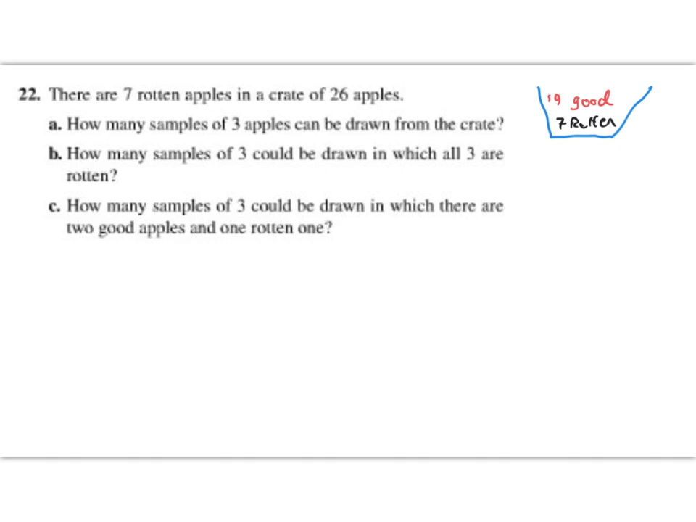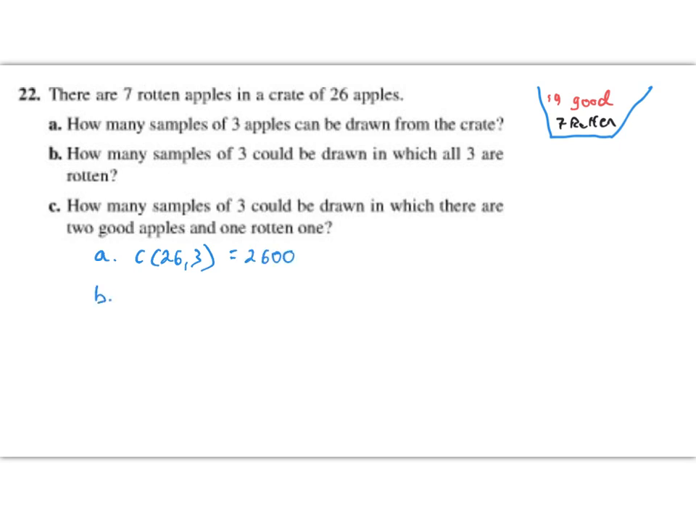Okay, so we've got our samples of 3. So I can pick from the 26 that are in there, I can pick any 3 apples. Doesn't matter if they're good or rotten, just so long as I pick any 3 of those. Now just for the sake of information, that's 2,600 different ways. I don't know how it worked out that cleanly, but it did.